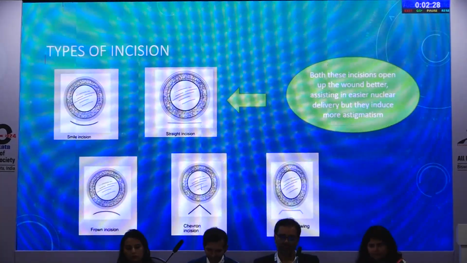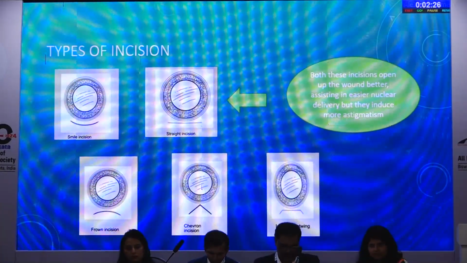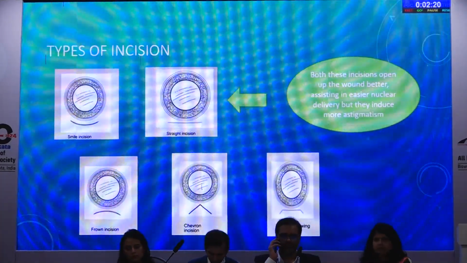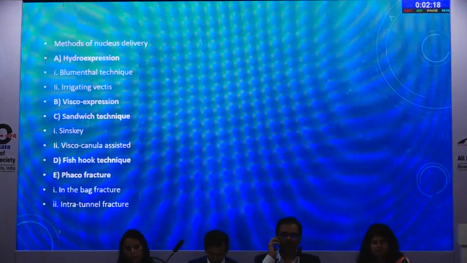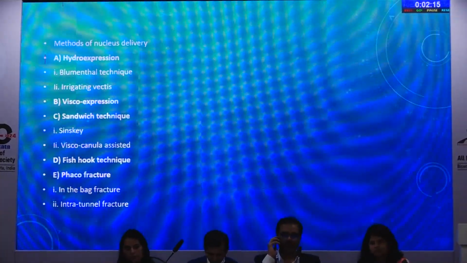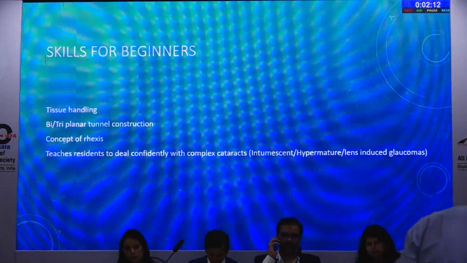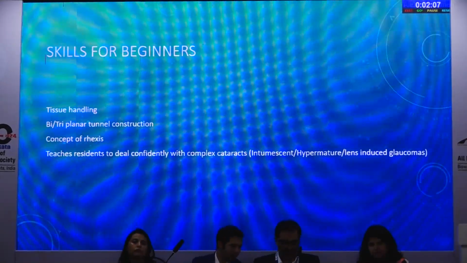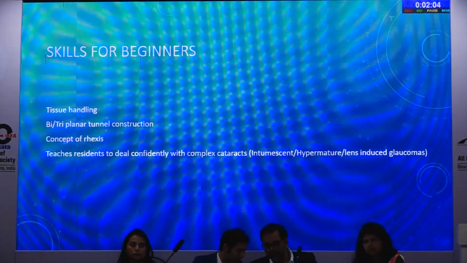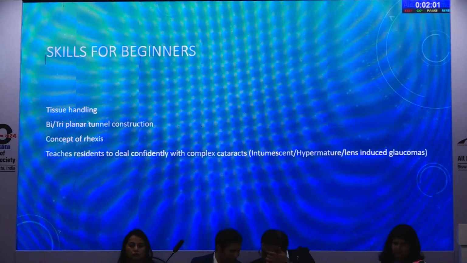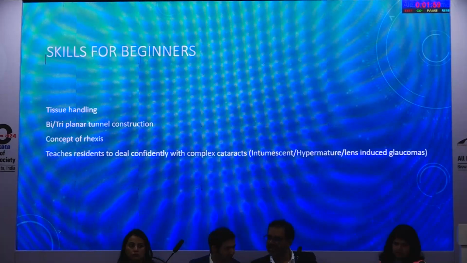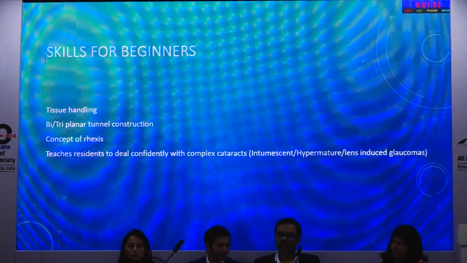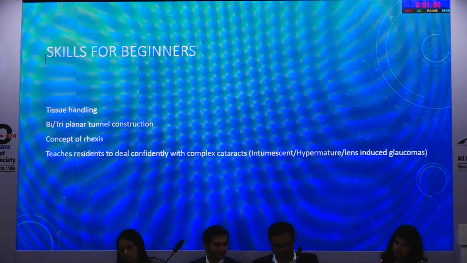SICS is a very multifaceted surgery. There are multiple types of incisions, and each of them has its own advantages and disadvantages. There are multiple methods of nucleus delivery in SICS, which you can try in different situations. For beginners, it gives you a feel of tissue handling. You learn biplanar and triplanar tunnel construction. It gives you the concept of making a continuous rhexis. It teaches residents to deal with complicated cataract surgeries, because usually these are the cases which are posted for them for ECCE and SICS in the initial go.